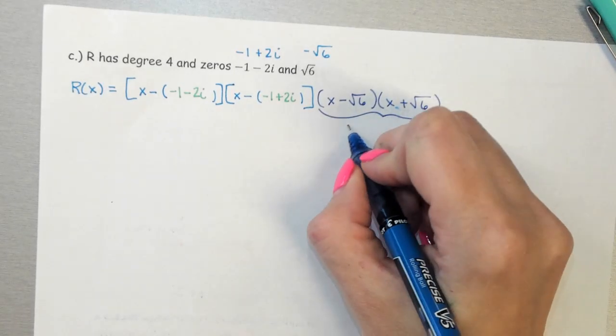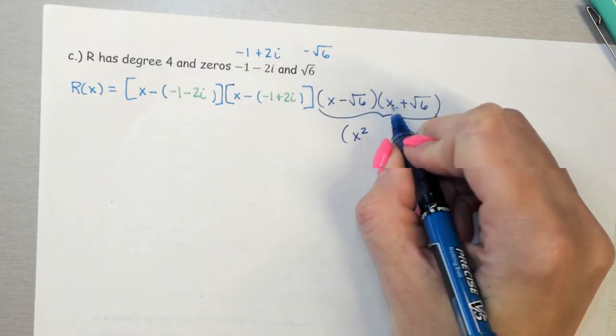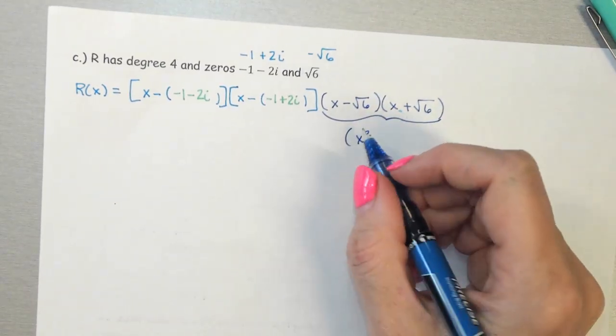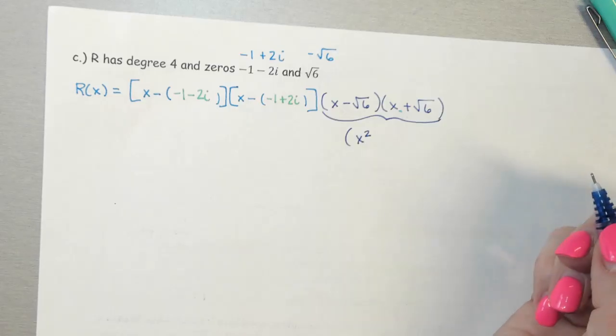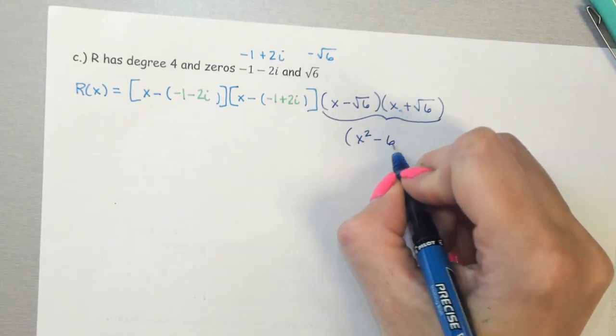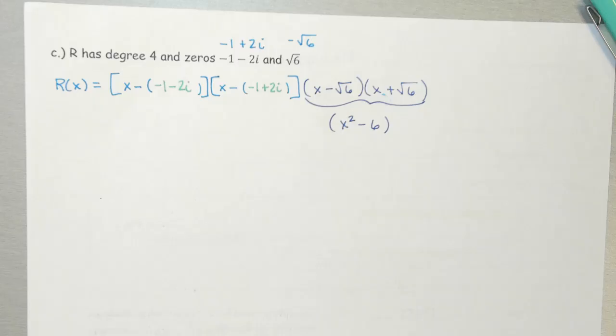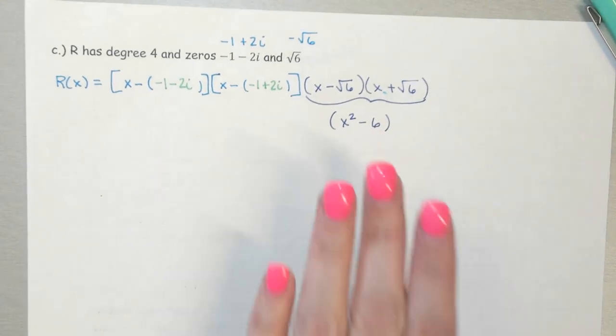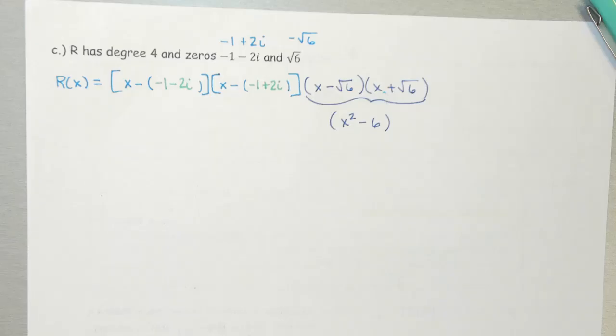x times x is going to be x squared. The inside and the outside are going to cancel. What's √6 times √6? 6. So this is just going to be -6. Okay, so whatever we get from these two multiplied together, we're going to have to multiply by x squared minus 6.